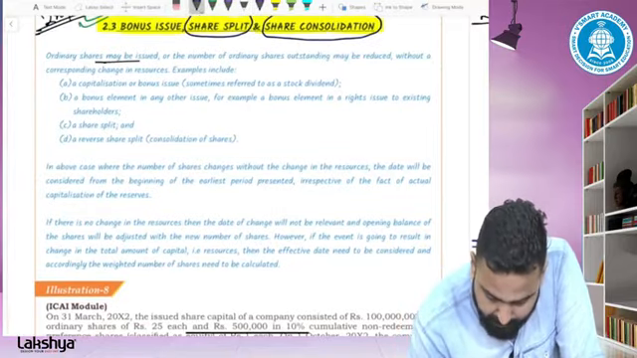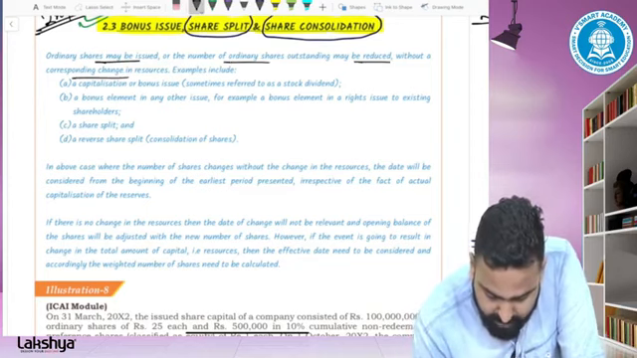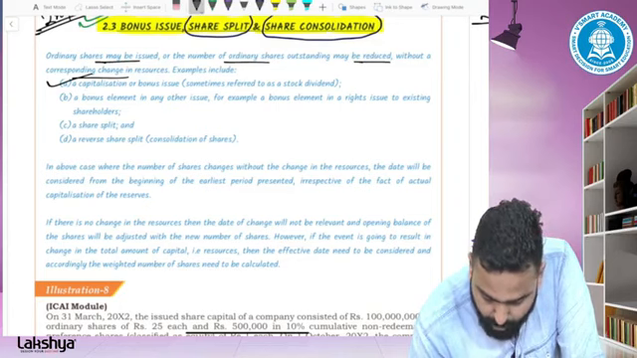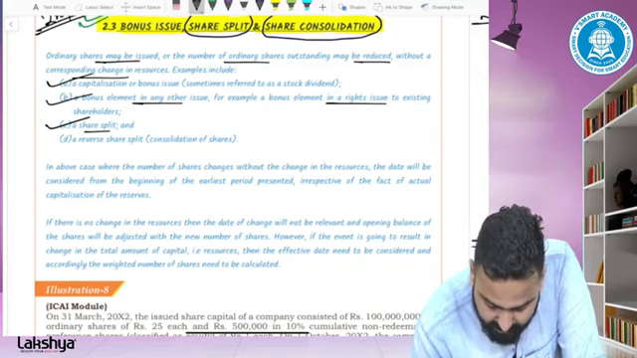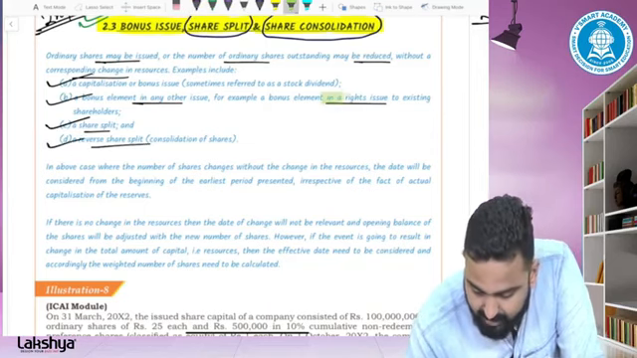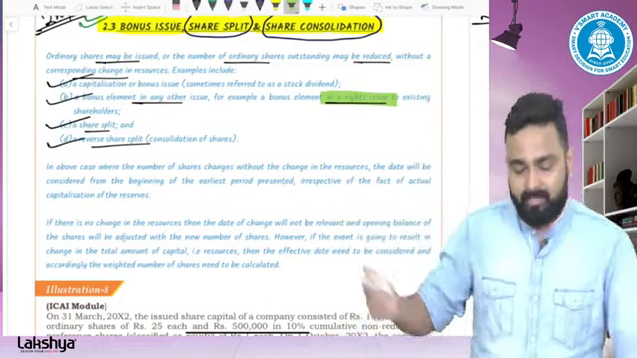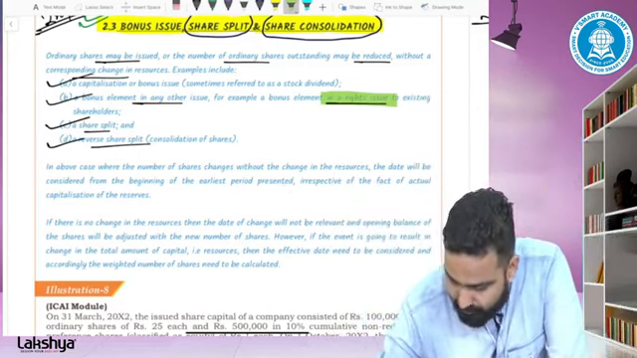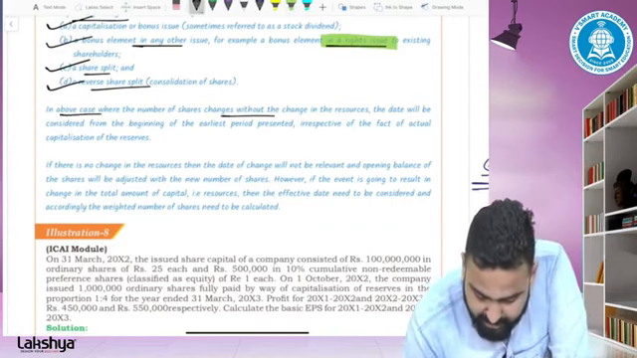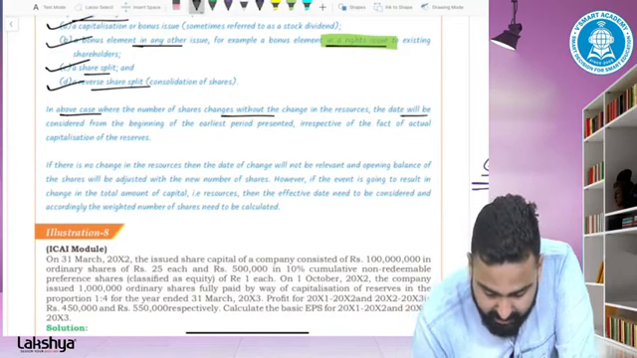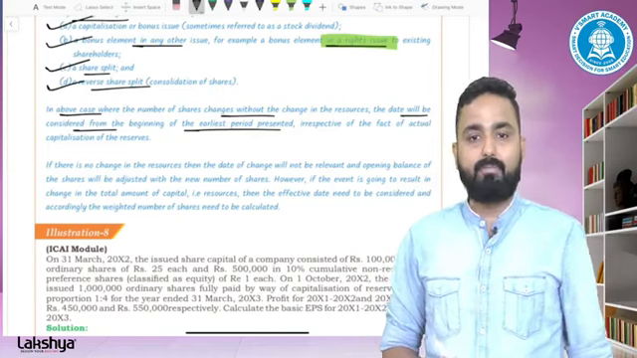Ordinary shares may be issued or the number of ordinary shares outstanding may be reduced without a corresponding change in resources. A capitalization or bonus issue, a bonus element in any other issue, for example rights issue, share split and reverse share split. Guys, as far as rights issue is concerned, I will discuss it in the next class, after the break. In the above case, where the number of shares changes without a change in resources, the date will be considered from the beginning of the earliest period presented.